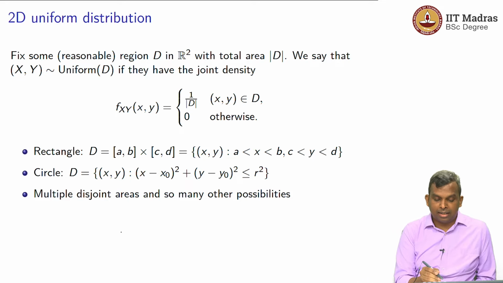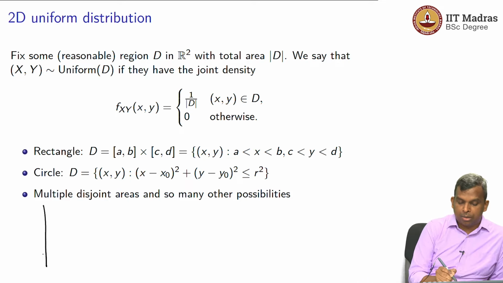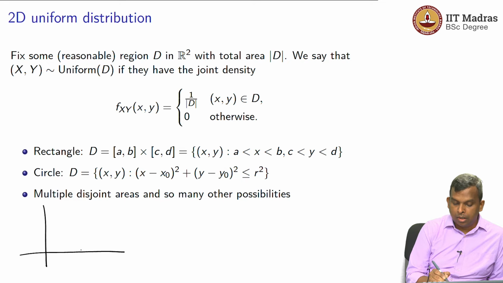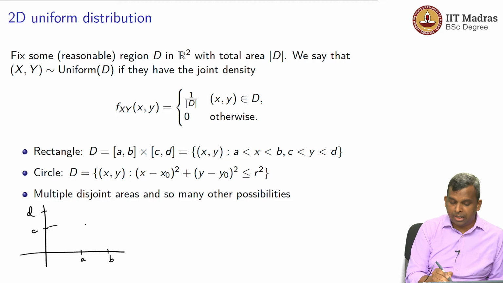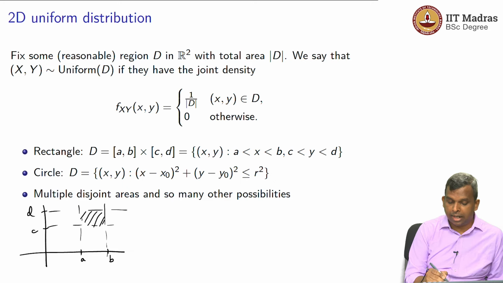The first one is a rectangle, right? So it can be a rectangle with x taking values between A and B and y taking values between C and D. I'm drawing it on the positive side, but it can be anywhere, just for convenience. This can be the support. So this is the rectangle we're talking about, with x between A and B and y between C and D.